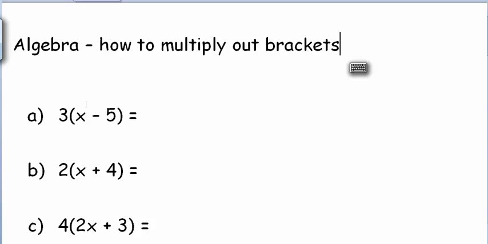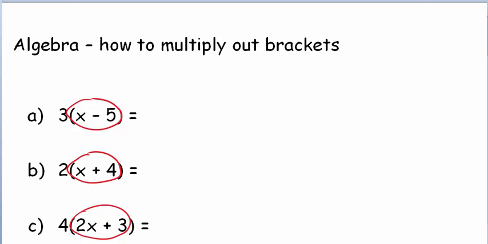So technically speaking, I should deal with x minus 5 first, x plus 4 first, and 2x plus 3 first, because it's in the brackets. But the problem is I can't do it. And the reason for that is x and minus 5 are not like terms. In a similar way, x and plus 4 and 2x plus 3 are not the same type of terms. In order to simplify that expression then, we multiply out the brackets.